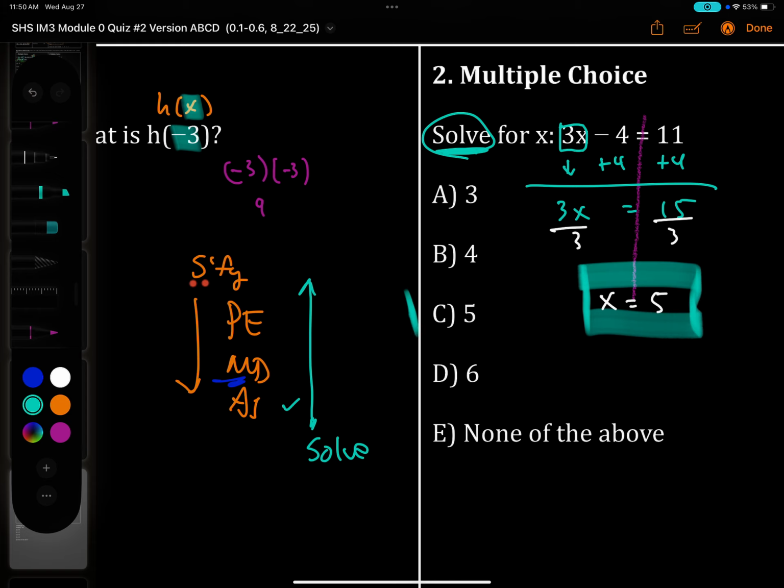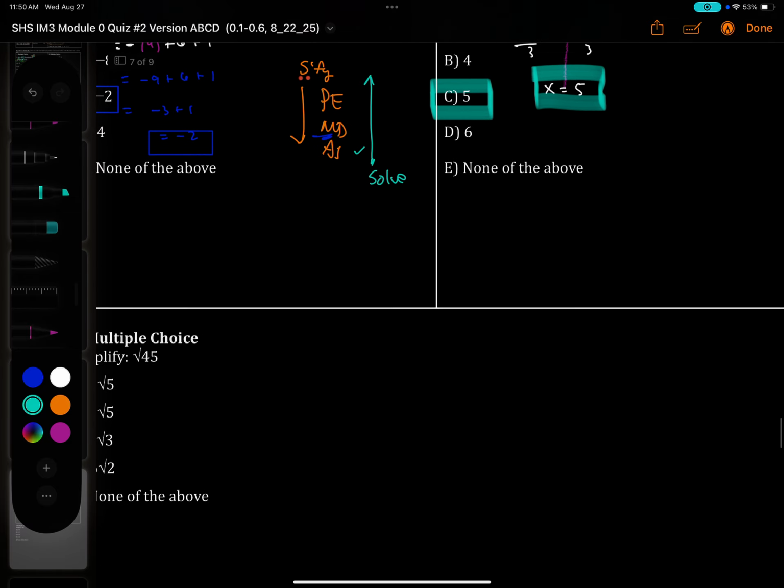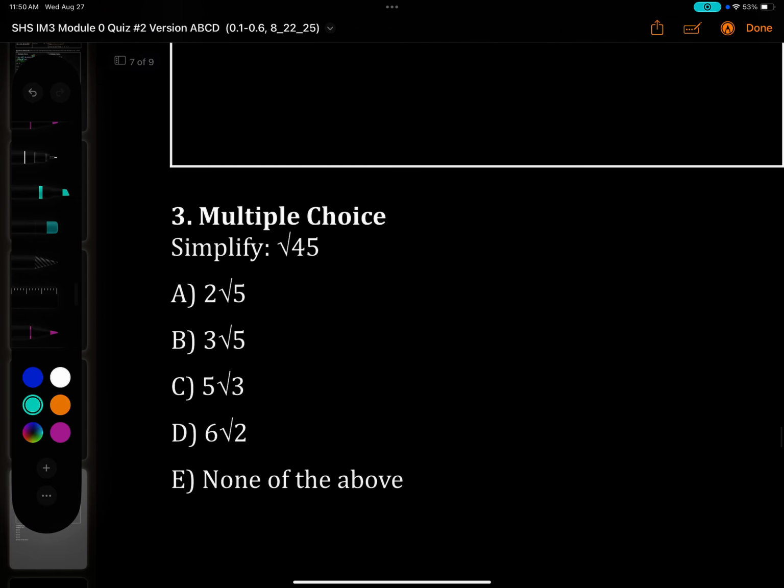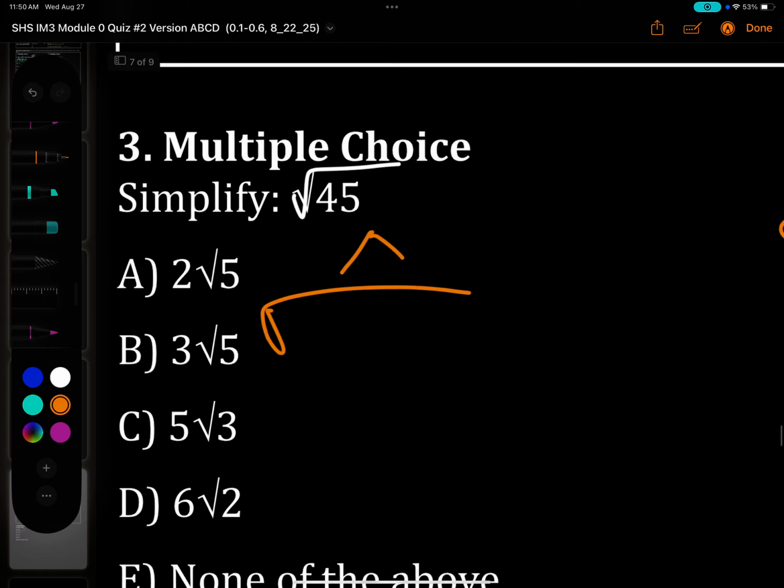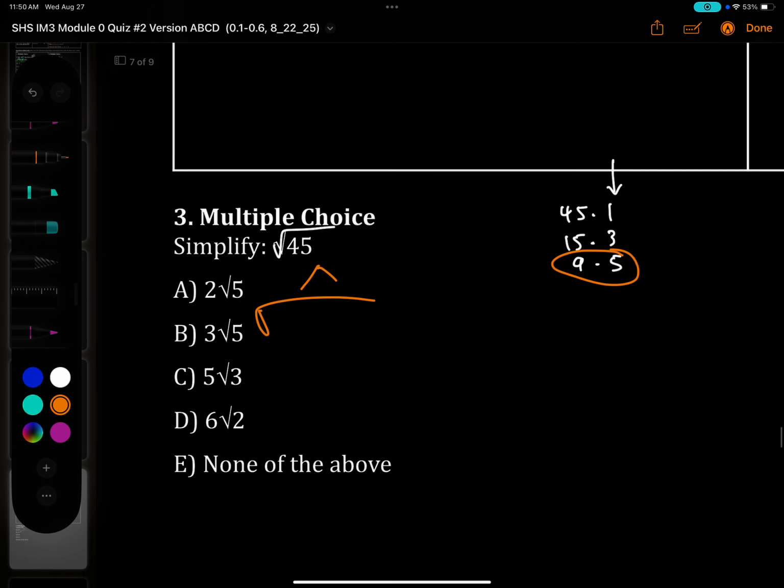Remember, you can always put that back in to show that it's true. Okay? All right, number 3, simplifying radicals. I'm going to write out all the factors. Notice here I'm going to start with 1. Think about 3, I think 15. 5, that goes in 9. Okay, so 9 and 5 is the best one. I notice that when students don't show me step-by-step work, that's when they go wrong.